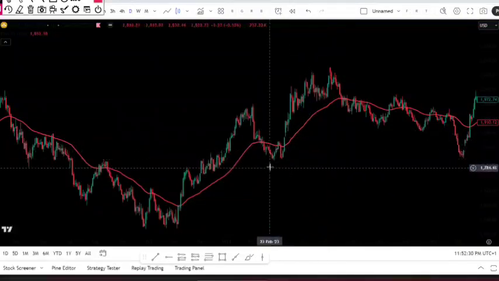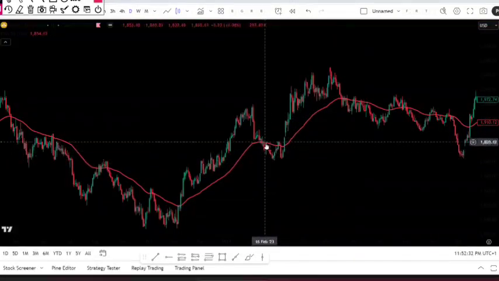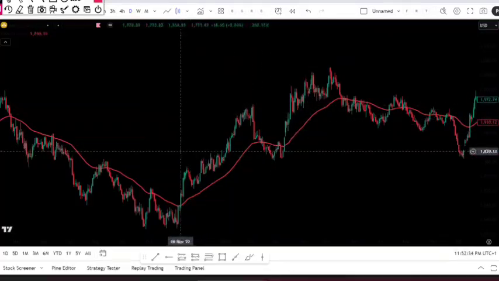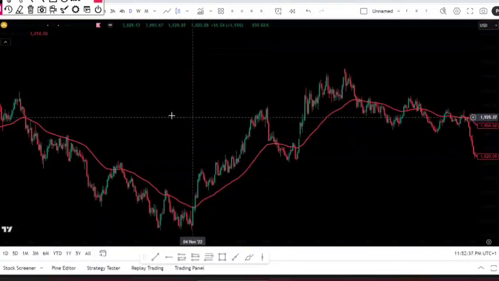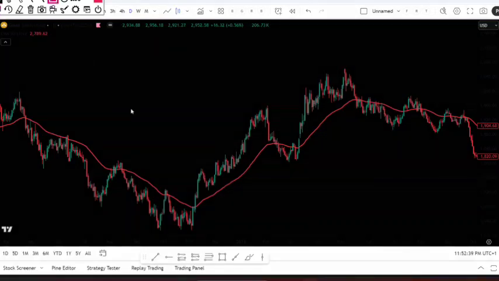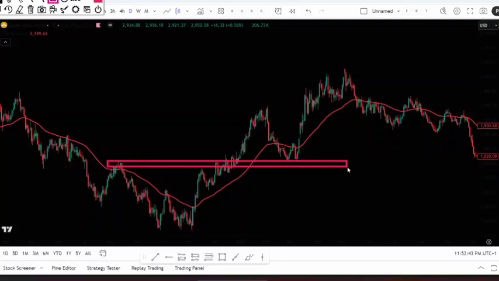Okay, now let us see. Okay, guys, now look here. How to use. The main important thing is the use case. You will draw this level here. Why this level is important? That thing you need to understand, because this is the resistance, and here if you see, this is the support also. That means this level is very important. This zone is very important for the market.